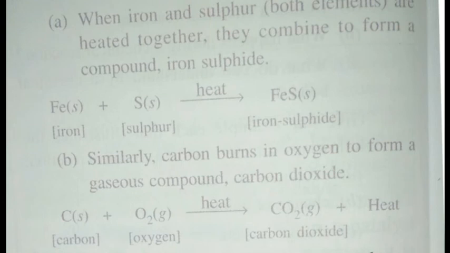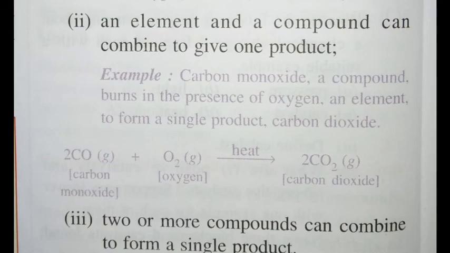carbon burns in oxygen to form a gaseous compound, that is carbon dioxide. The chemical equation is C plus O2 in presence of heat gives CO2 plus heat. Here, this heat indicates heat is evolved during this reaction. So, this is an exothermic reaction. The second type of combination reaction is that in which an element and a compound combine together to give one product.